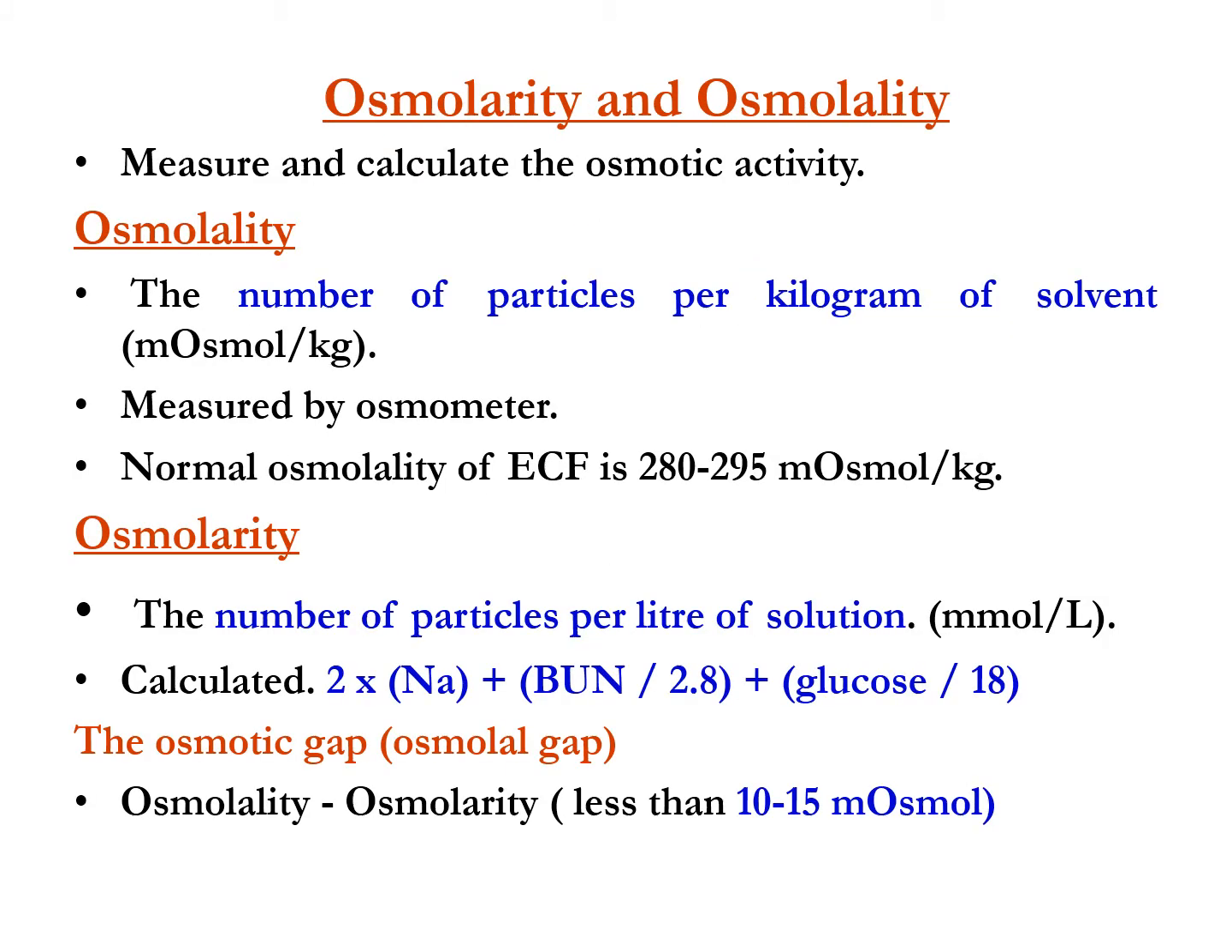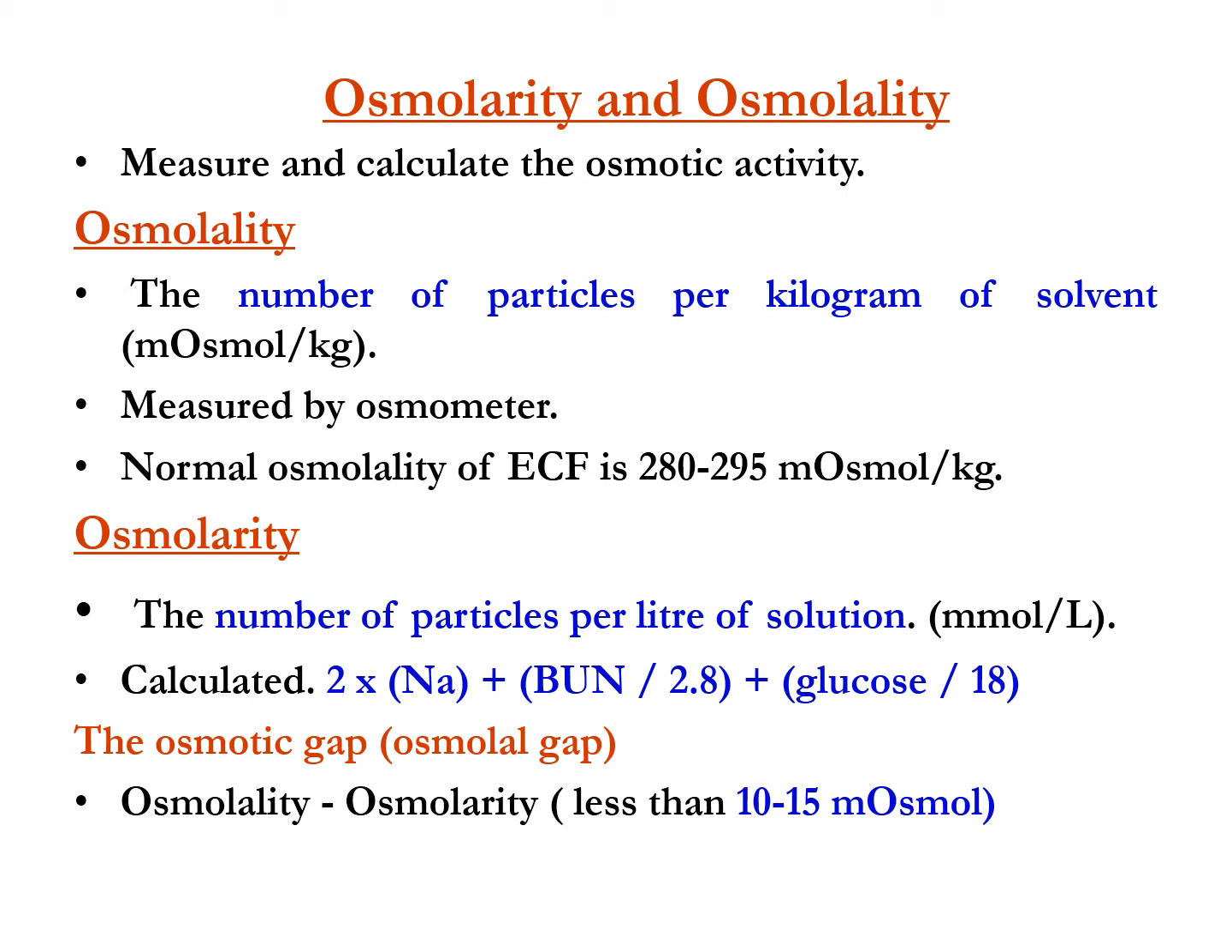So what is meant by plasma osmolarity or osmolality? Osmolality means the number of particles per kilogram of solvent. It is measured by an osmometer, and the normal plasma osmolality is 280 to 295 milliosmol per kg, while osmolarity means the number of particles per liter of solution. So osmolality and osmolarity both measure and calculate osmotic activity.